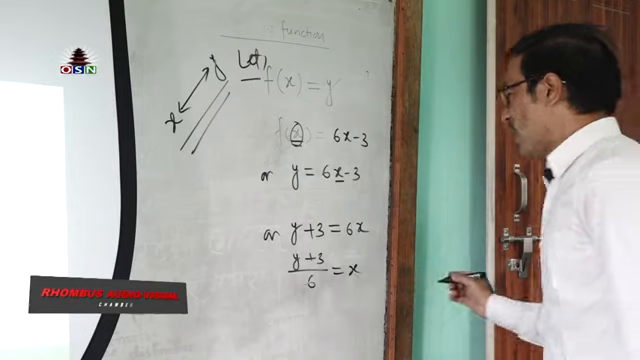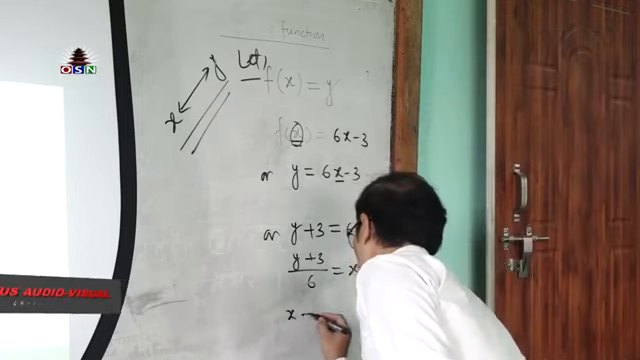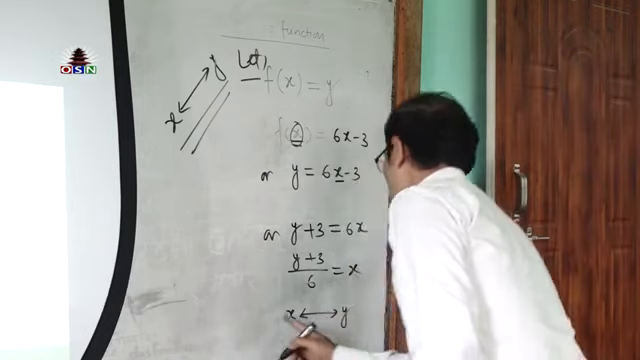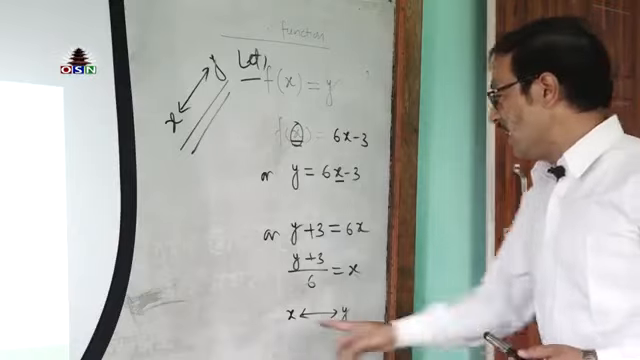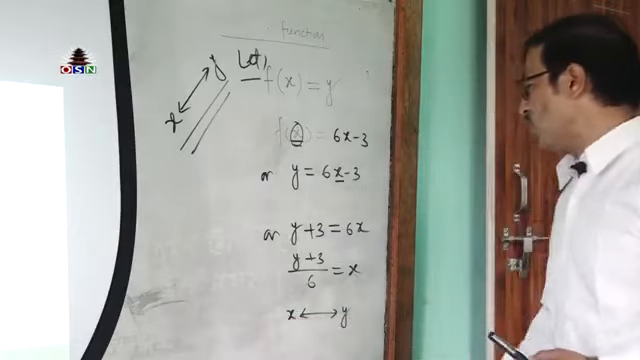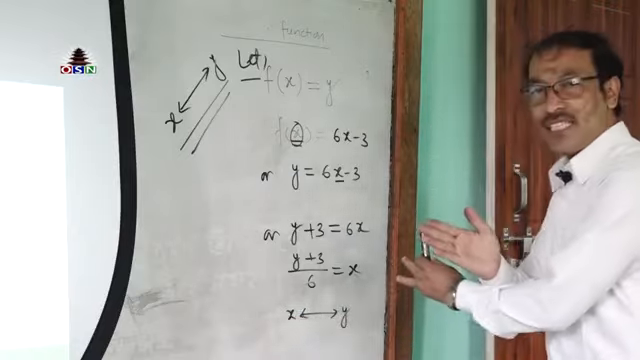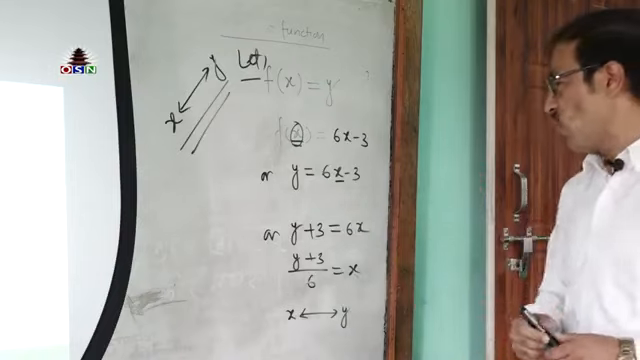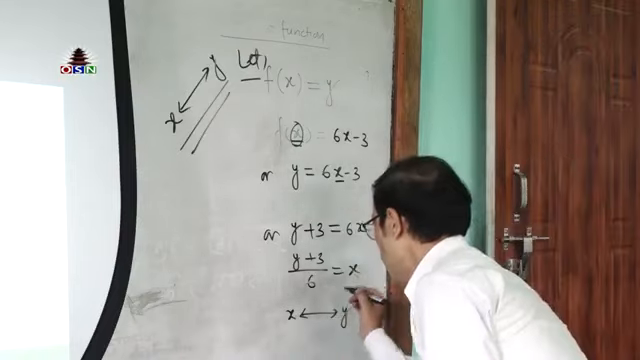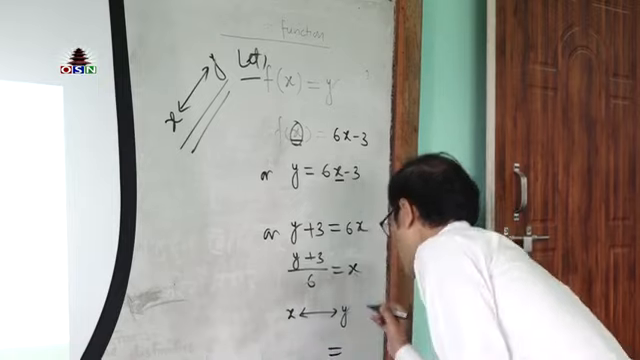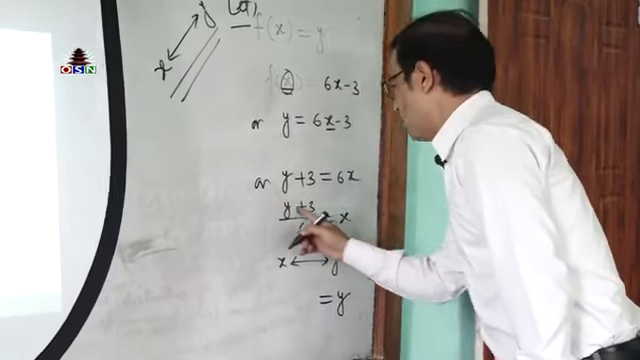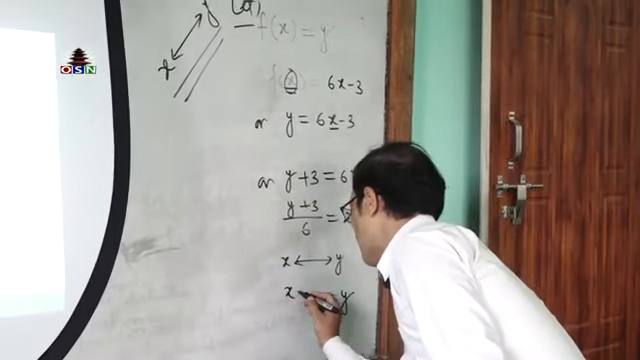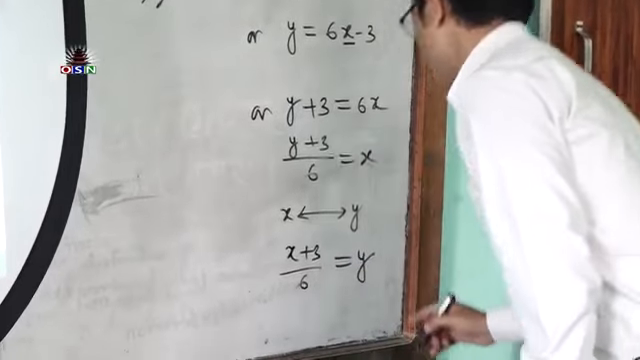Okay, now you change the role of x and y. Role of x and y means interchanging x and y. Otherwise, you have to exchange the role of x and y. Then you will get a new equation here. In place of x you write y, and in place of y you write x plus 3 upon 6.